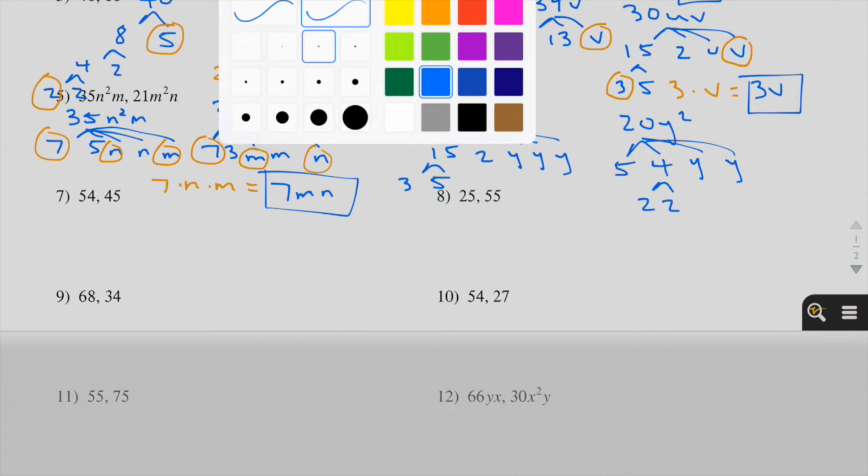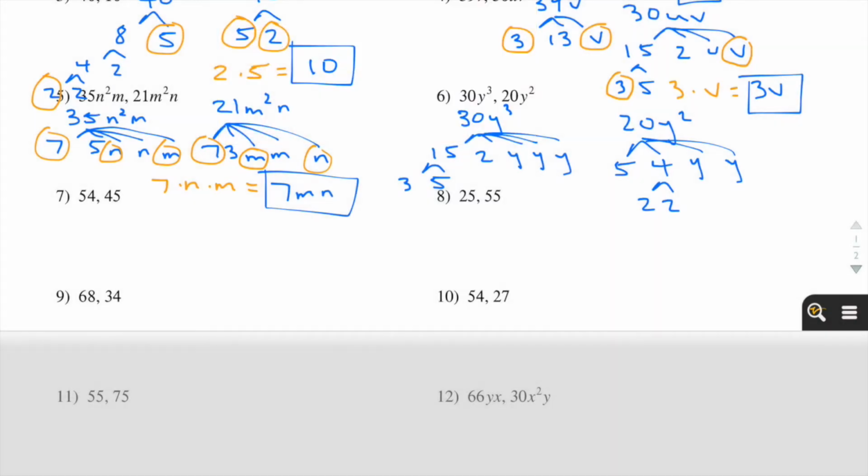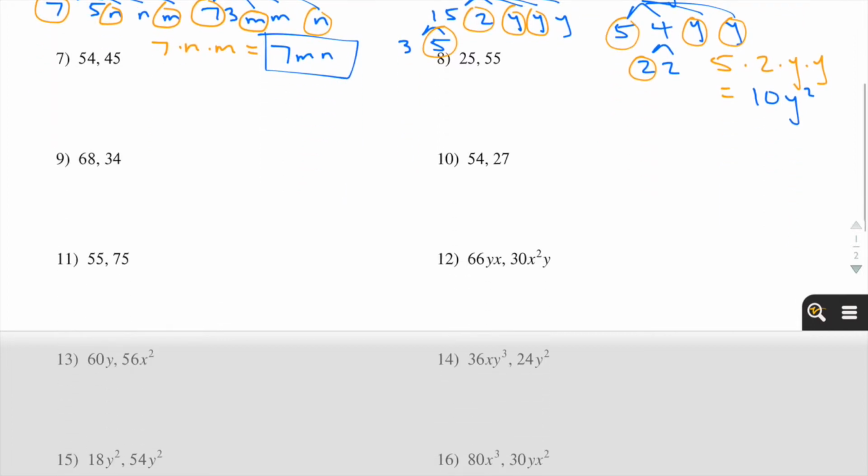So now let's go ahead and take a look at what they share in common. They both have a 5. They both have a 2. They both have 2 y's, so we can circle those. And that's it. So let's go ahead and multiply these out. We get 5 times 2 times y. We end up getting 10y squared.